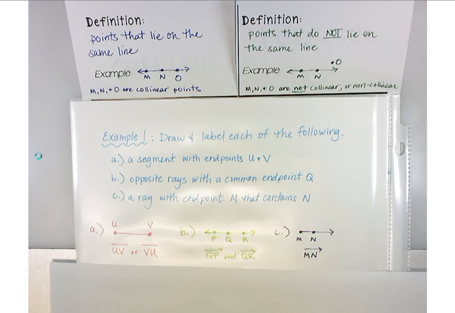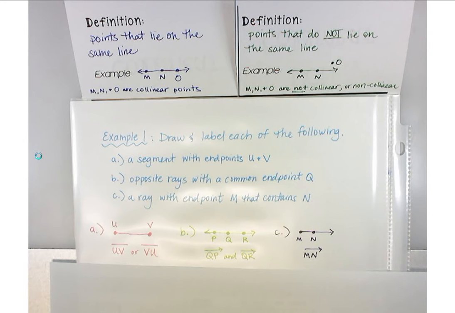Make sure that you put the label on there. So it's really important when you label a segment, you have the proper notation. You can call this either UV or VU, okay? And really, this could be V and U too, as well. Okay, opposite rays with common endpoint Q. I called them P and R. Doesn't matter what you called it.